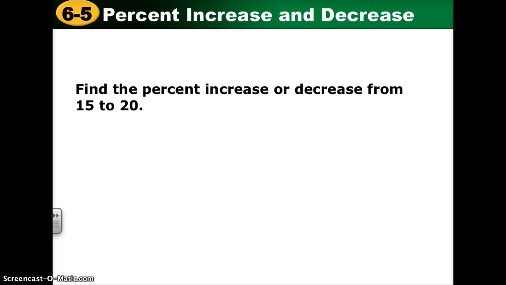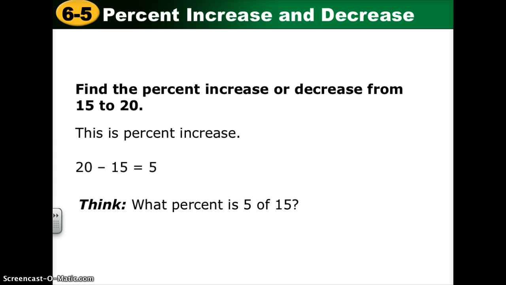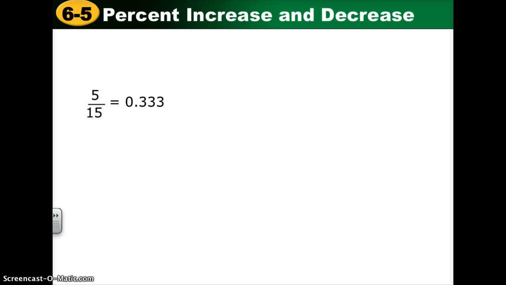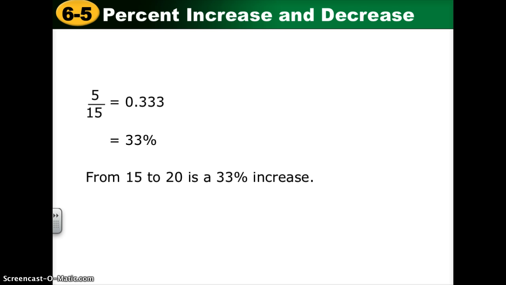Find the percent increase or decrease from 15 to 20. This is a percent increase. Find the difference between the two numbers. It's always going to be a positive difference. We subtract them so that we come up with a positive number. And think, what percent is 5 of 15, because 15 was the original amount. So our ratio is 5 over 15. Divide to get 0.3 repeating, which is approximately 33%. So we would say from 15 to 20 is a 33% increase.